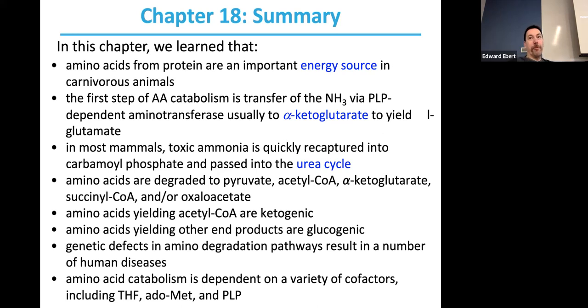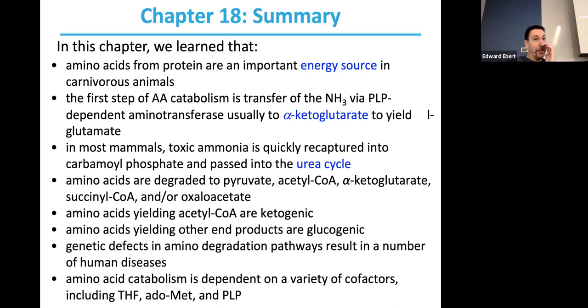We don't want free ammonia. Free ammonia is toxic to mammals, at least. So we want to recapture that ammonia and convert it into something that can be excreted easily. So we incorporate free ammonia into carbamoyl phosphate and pass that into the urea cycle.